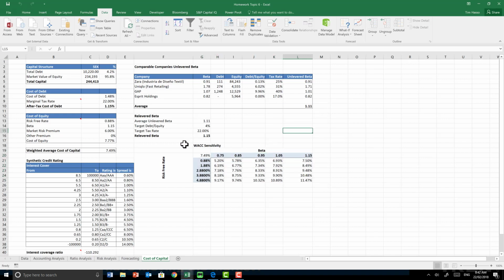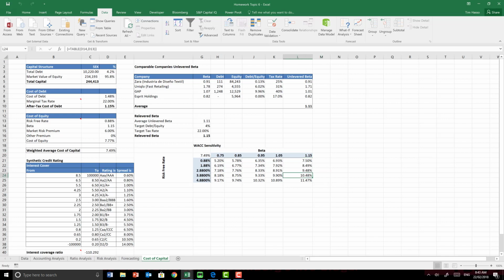So I know right now, for example, that my risk-free rate is 0.88 and my re-levered beta is 1.15. If I find this in the table, I see it's 7.5, and that corresponds with the weighted average cost of capital. Again, there are some decimals, which is why it's not 7.49 exactly. Now, if beta instead was 0.75, which if you were to use a regression beta is quite realistic, the WACC would be 5.2%. If, on the other hand, we still assume a 1.15 beta, but the risk-free rate is a normalized 3.8, then the weighted average cost of capital goes up to 10.48%.